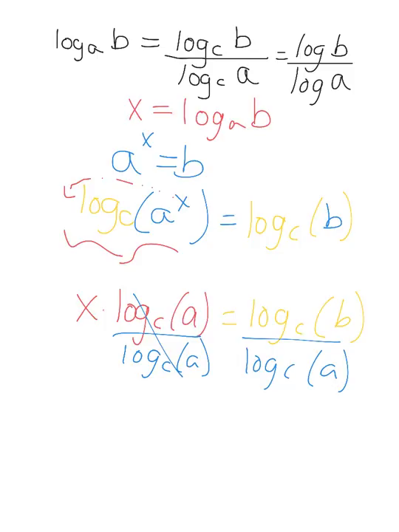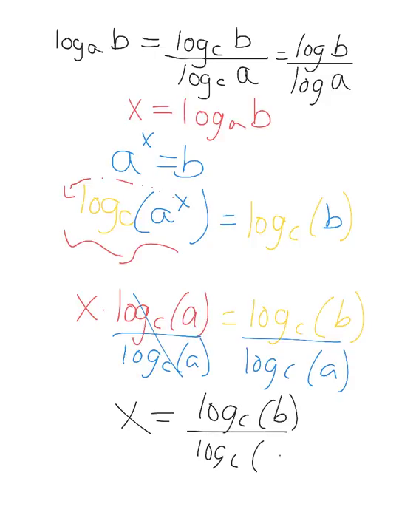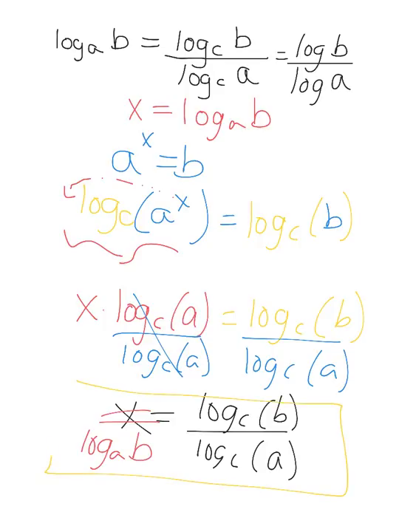So I have gotten x alone successfully. So it says x is log base c of b over log base c of a. And now here I've proved it though, because I said x is the same thing as log base a of b. So right here I could replace this with log base a of b. So we've successfully shown that instead of taking the log of b in some base a, I could take the log of b with the base of c and divide it by the log of a with that base of c.